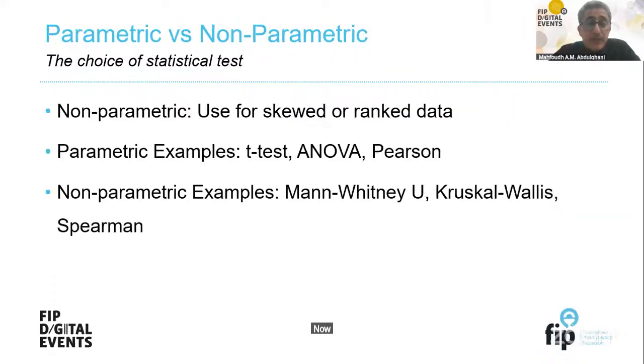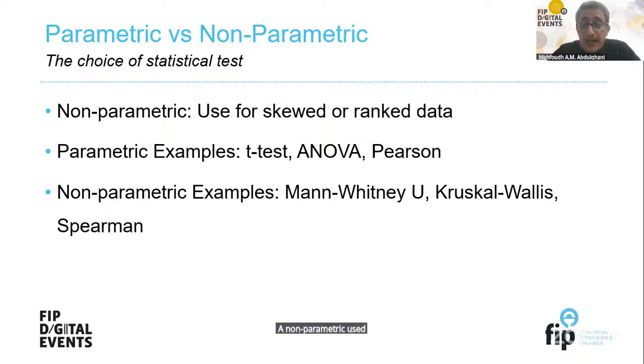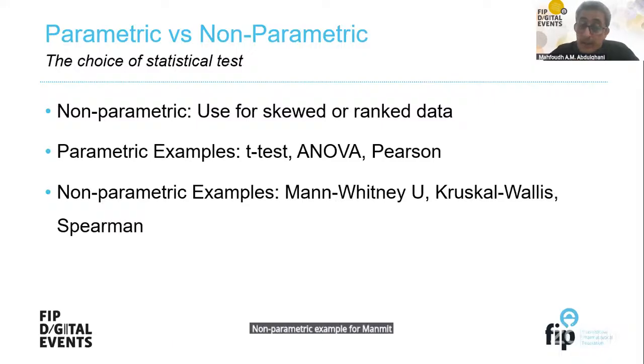Now we can see from this, when we compare parametric and non-parametric tests used for skewed and rank data. Parametric examples are the t-test, ANOVA and Pearson. Non-parametric examples are Mann-Whitney, Kruskal-Wallis and Spearman. This is the example of the t-test.